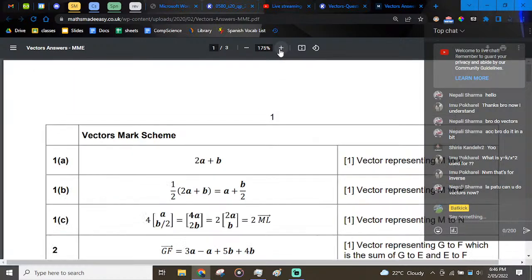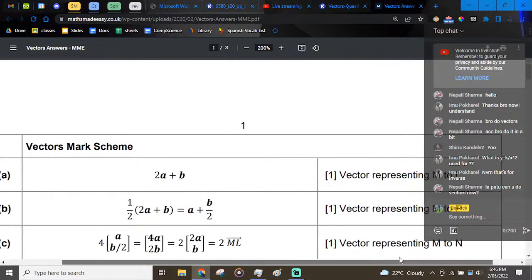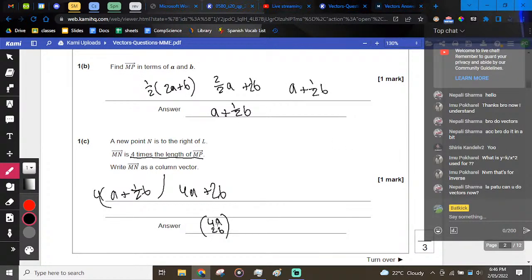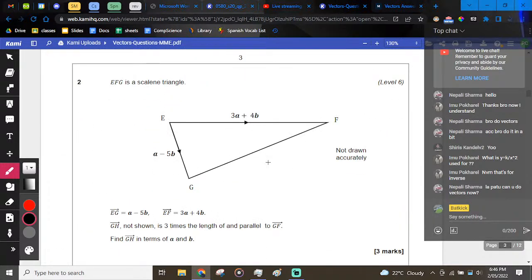Only look at question 1. Vector representing M to N. Yes, there you go. You can write it like that, just stacked on top of each other. That's what a column vector means. Good.